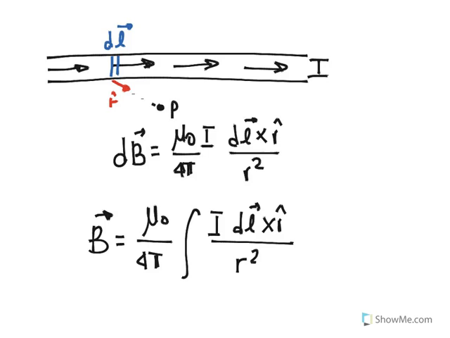Now, mu0, which is the permeability of free space, has a value of 4π times 10 to the minus 7 Tesla times meter over ampere. I is the current, dl is the differential of a wire, so in this case we will have to do an integral. We will do that exercise in a further tutorial.